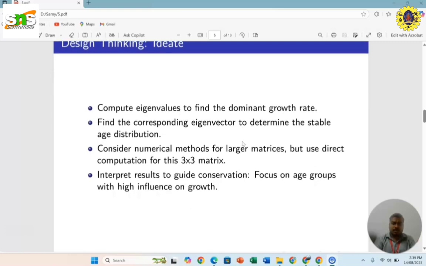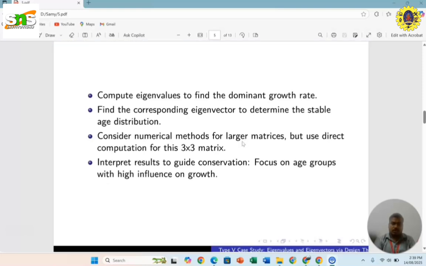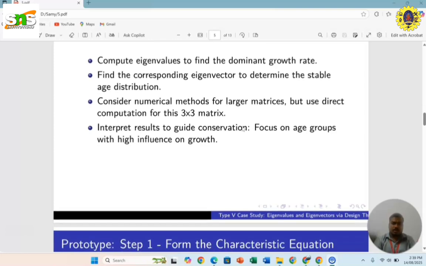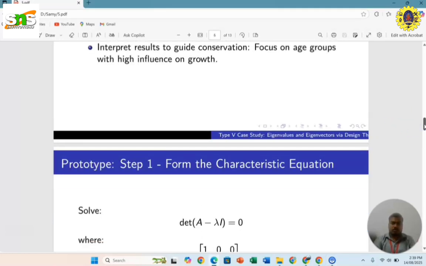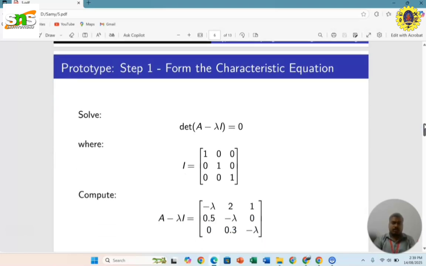Ideate. Compute the eigenvalues to find the dominant growth rate. Find the corresponding eigenvector to determine the stable age distribution. Consider numerical methods for large matrices, but use direct computation for this 3x3 matrix. Interpret the result to guide conservation, focusing on the age group with high influence on growth. Next, we have to see the prototype.